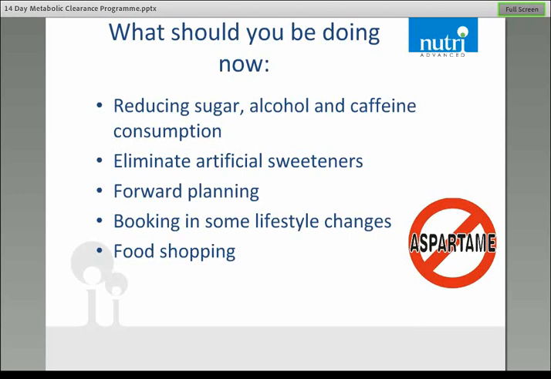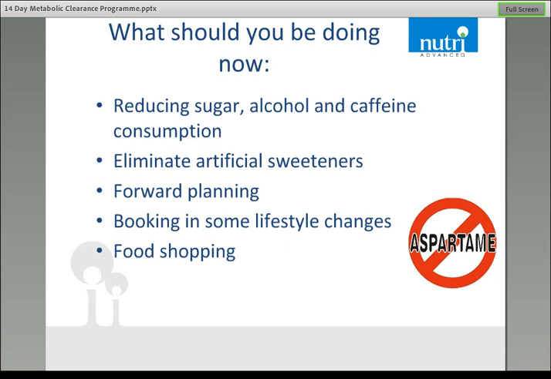Now, before you begin the process of the metabolic clearing, what you want to do is start the week before by reducing your sugar, alcohol and caffeine consumption. I really emphasize the reduction of the caffeine, and do this gradually over the week leading up to the metabolic clearing as to avoid a caffeine withdrawal or headache.